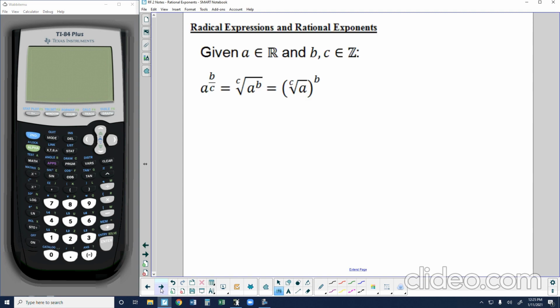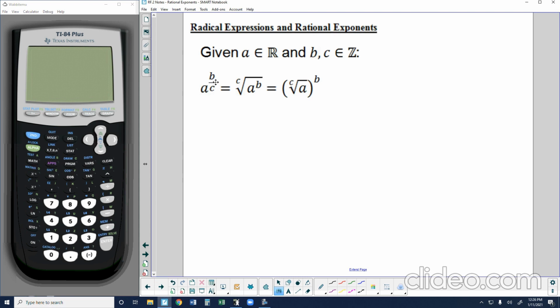So we can connect radicals to rational or fraction type exponents with this rule right here. If we're given A, a real number, and B and C that are integers, we're going to have this base, A, to the power of B over C, the fraction B over C. We can rewrite this as a radical expression.